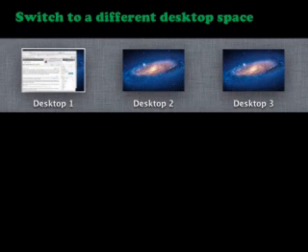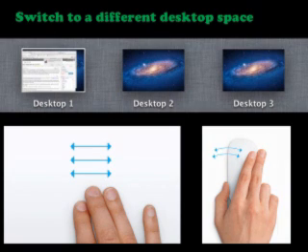If you have a Magic Trackpad, otherwise a laptop with a trackpad, we can use a 3-finger swipe, left or right. That time we can change the desktop spaces. If we have a Magic Mouse, then we can use a 2-finger swipe, left or right. That time also we can change to different desktop spaces.